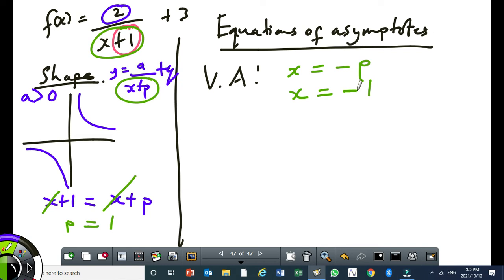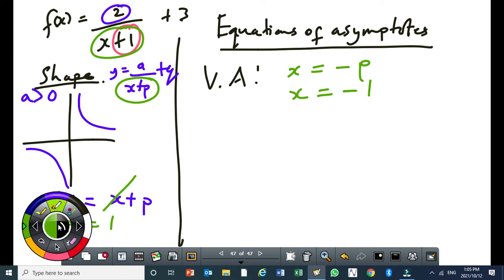You can be tempted to write x equal to 1 as the equation of your asymptote when it's x equal to minus 1. So my suggestion is determine the value of p. Memorize this. Don't rush to just write the answer from your head. You can make a silly mistake there.